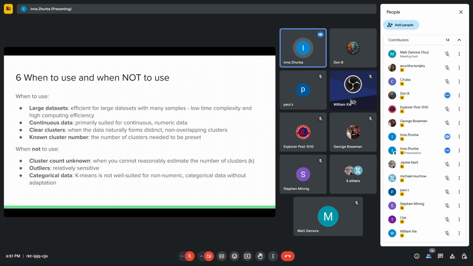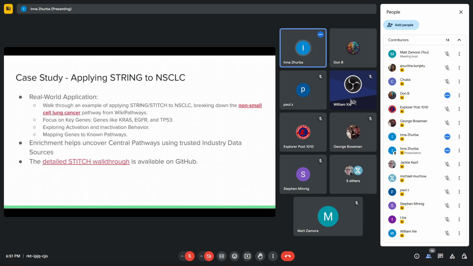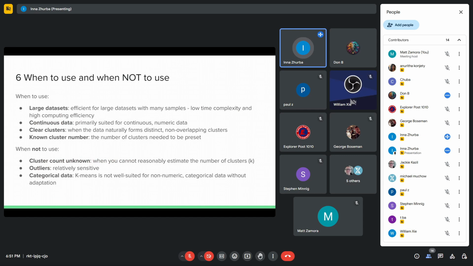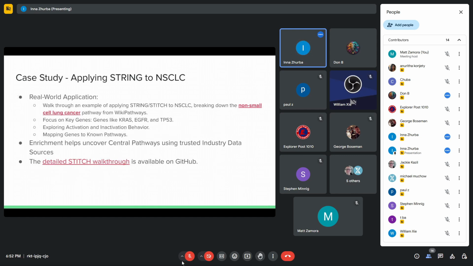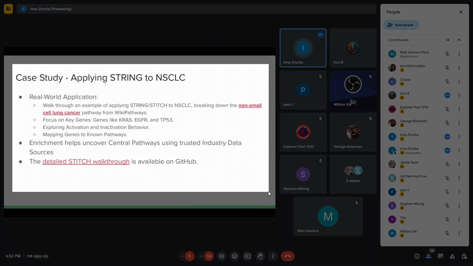Right? So this is the short overview of the k-means algorithm. And I guess that's it on my side. I'll pass it on to Don to present the case study on applying it to NC and SCLS.